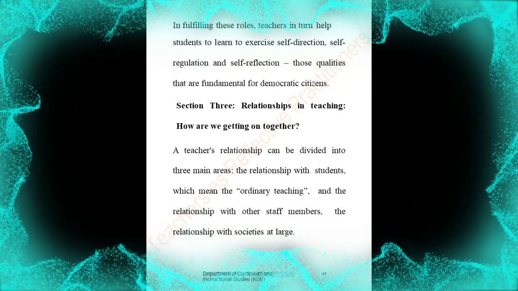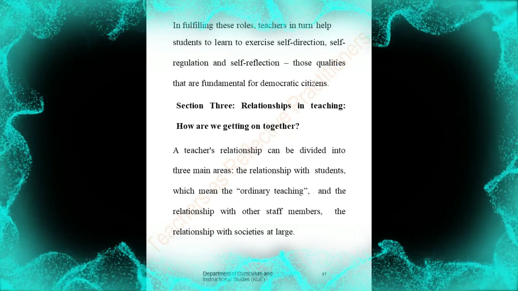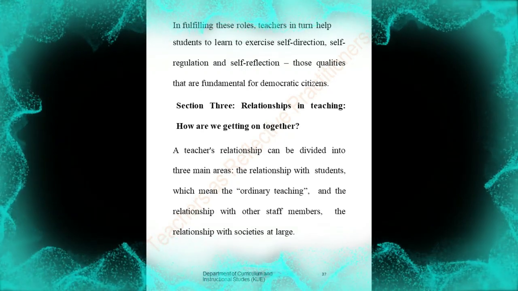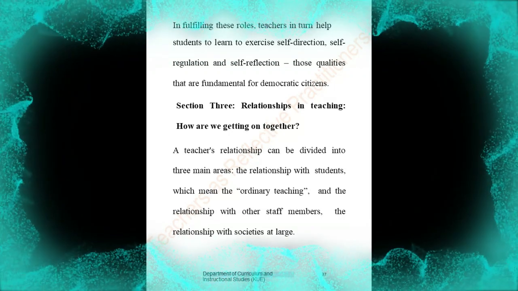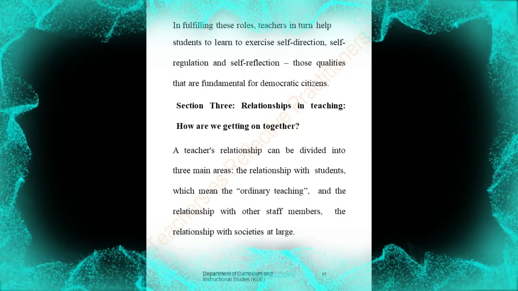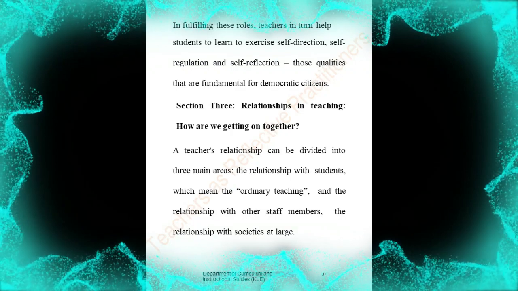Section 3, Relationships and Teaching: How are we getting on together? A teacher's relationships can be divided into three main areas: the relationship with students, which means the ordinary teaching, the relationship with other staff members, and the relationship with society at large.